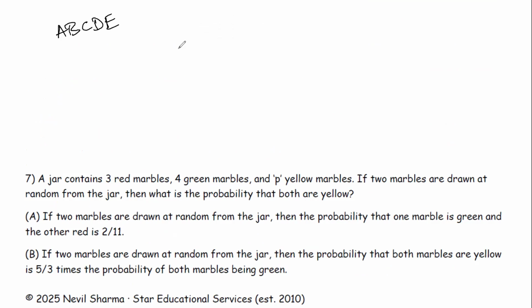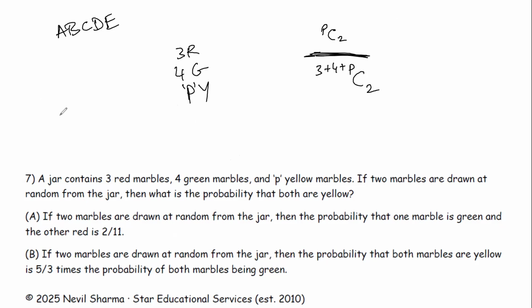A jar contains 3 red, 4 green, P yellow marbles. If two marbles are drawn at random from the jar, what's the probability that both are yellow? So PC2 upon 3 plus 4 plus PC2. This is what we are looking for, right? So 7 plus P is the total, right? So that is what we are looking for.